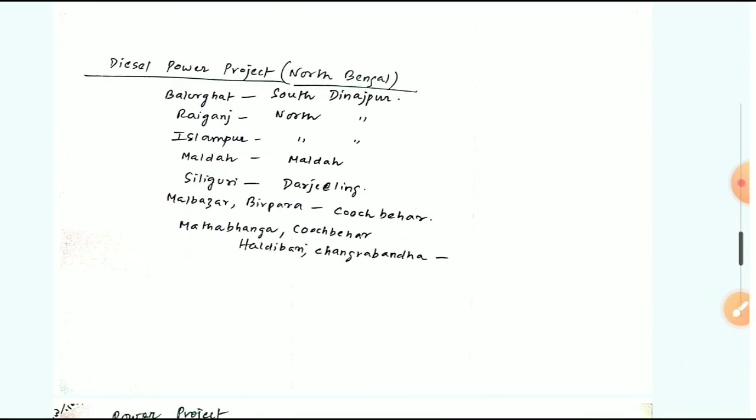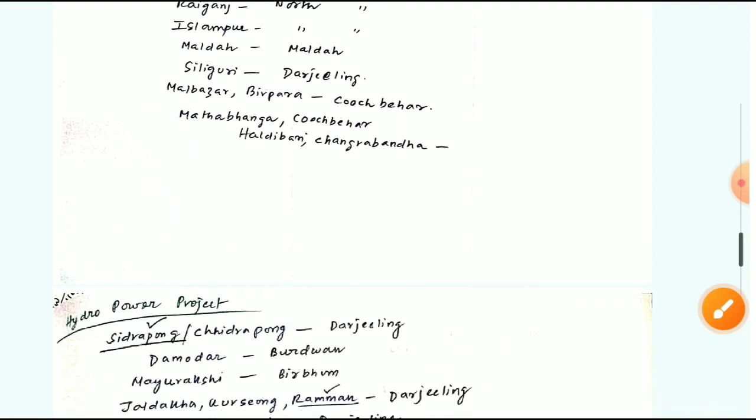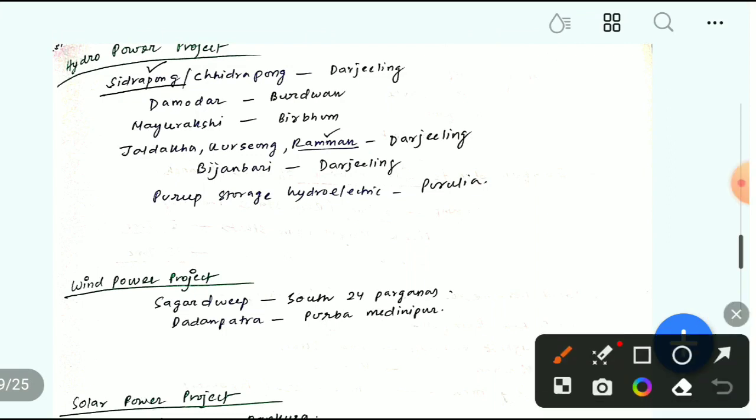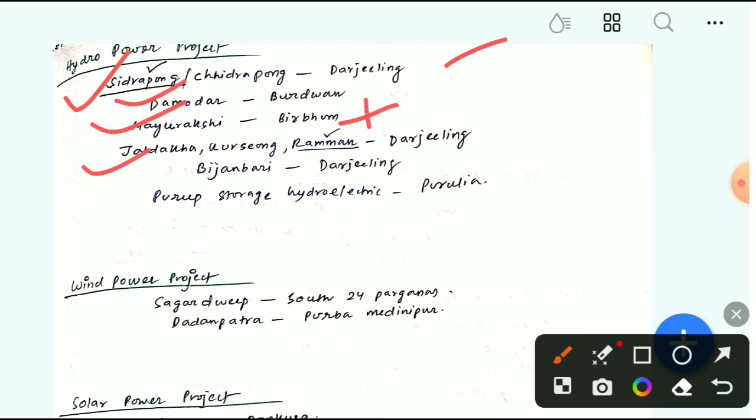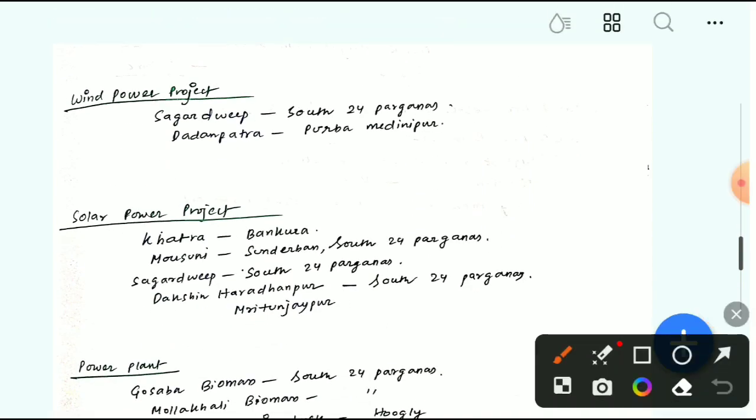Next is diesel power projects. Balurghat, South Dinajpur, Raiganj, Islampur, Malda, Siliguri, Malbazar, Mathabhanga, Kochbihar, Haldia. These all have diesel power projects. Next are hydropower projects. Sidrapong, very important, it is in Darjeeling. Damodar, Mayurakshi, Jaldhaka, Kurseong, Rammam are important. Bijanbari, Purulia pumped storage hydroelectric. Next is the wind power project: Sagardwip and Dadanpatra.